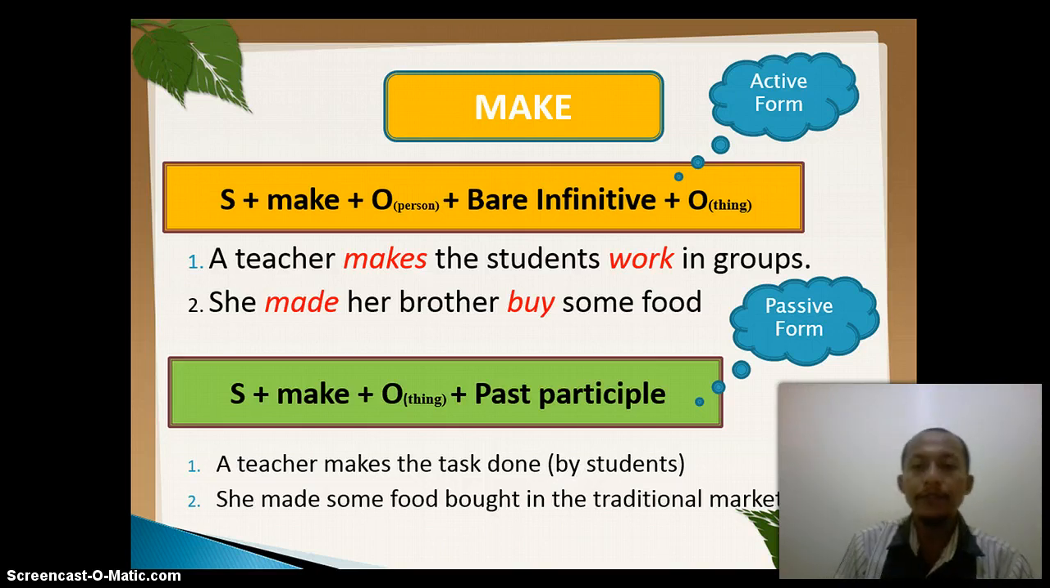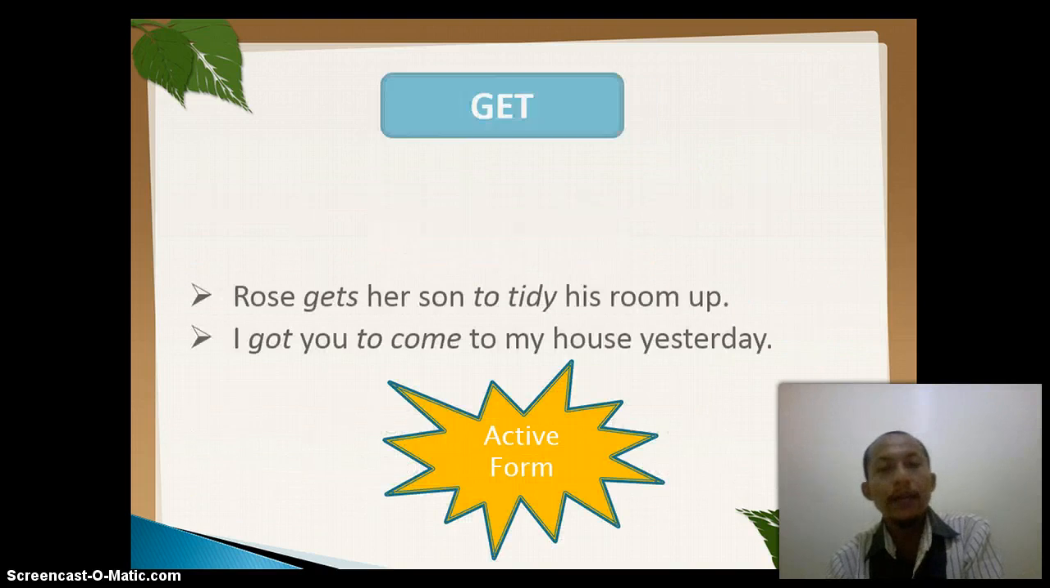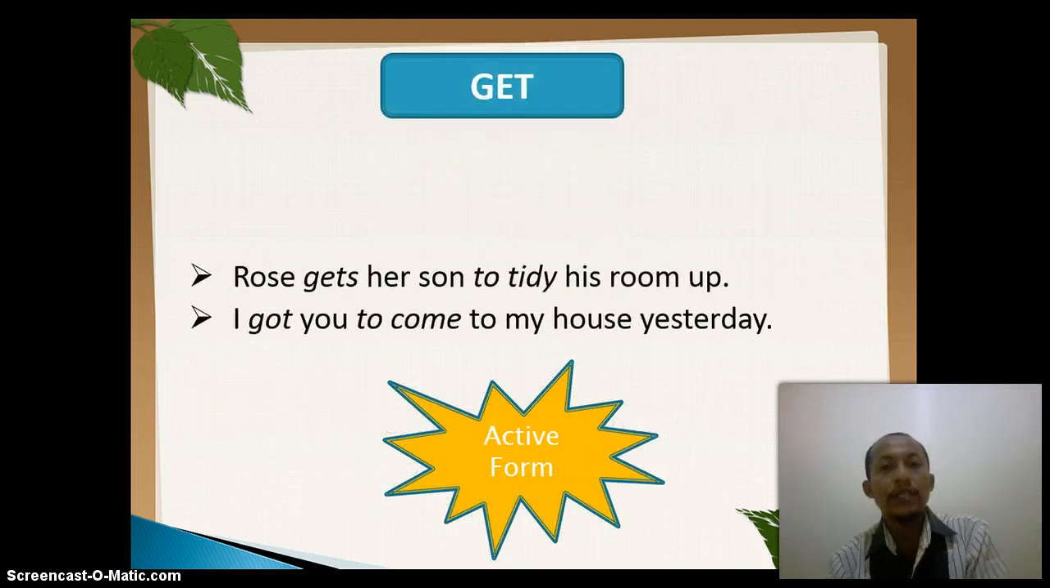But in passive form, the object of things you have to put after make. Like a teacher makes the task done. Okay, after the object of things, you have to use the past participle in a sentence. I think it's easy. Now we go to our discussion using get.